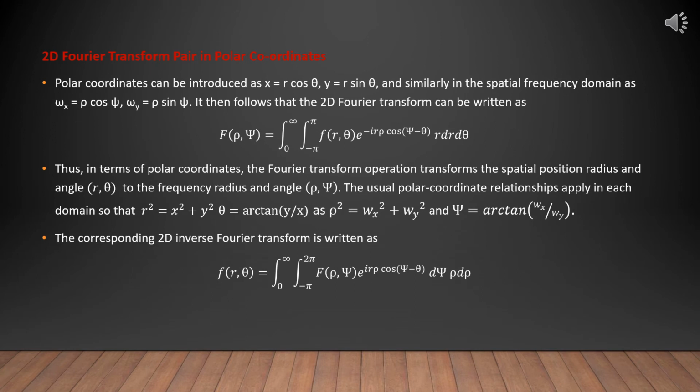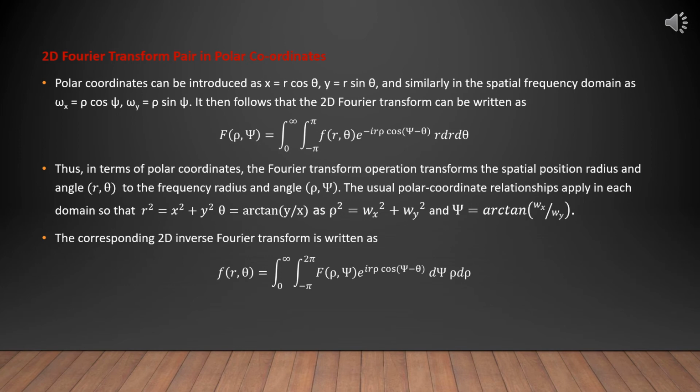If any function is given in rectangular coordinates, we can introduce polar coordinates by simply substituting x equal to r cos theta and y equal to r sin theta, where r is the radial distance and theta is the angle. Similarly, in the spatial frequency domain, we can substitute omega x equal to rho cos phi and omega y equal to rho sin phi.